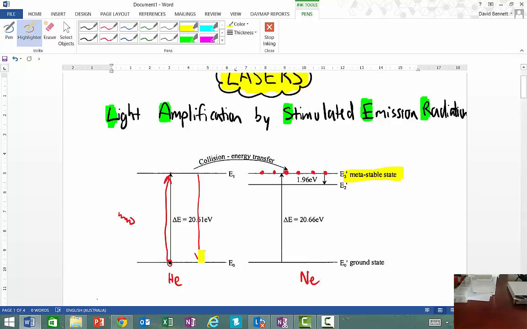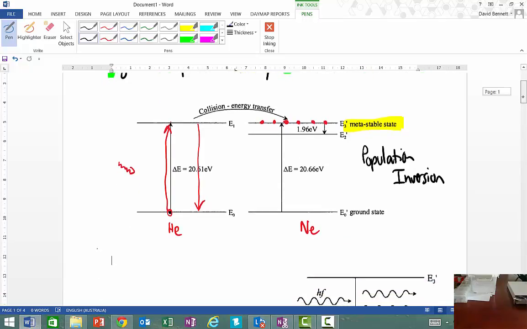Now, when we have this state here, we have a thing called a population inversion, because the tendency is that electrons will be in the ground state, but because we have more electrons in the excited state, we call that a population inversion. We have a metastable state because they're going to stay there a little bit longer than what we normally would expect. Now, the next part of this process is really important.